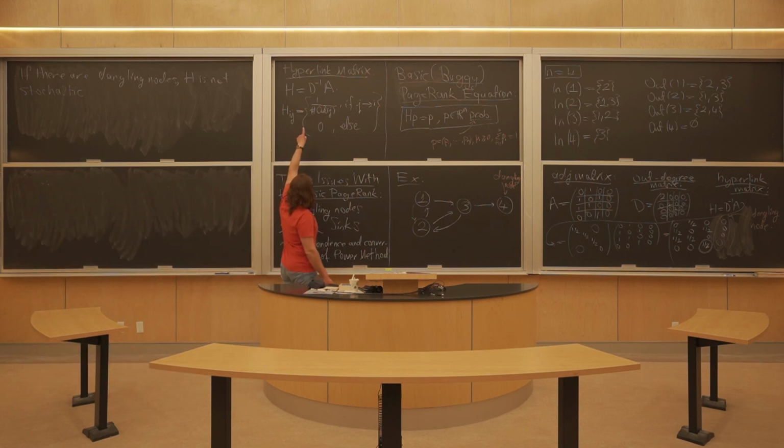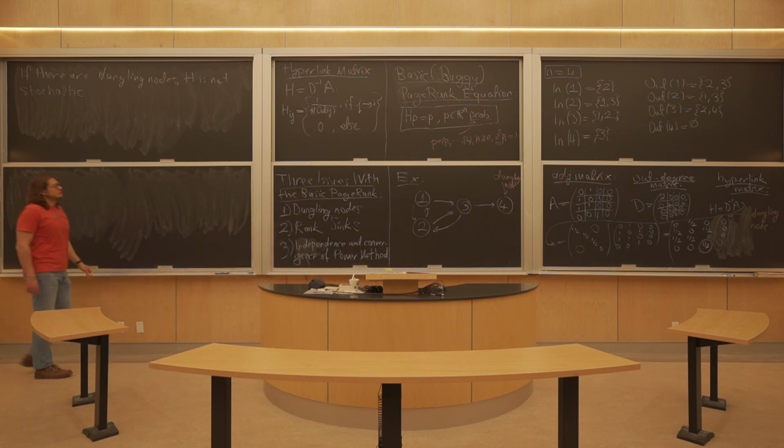And maybe I should multiply D inverse A the other way around. So it should be A D inverse. It should be one of these, one of the two.